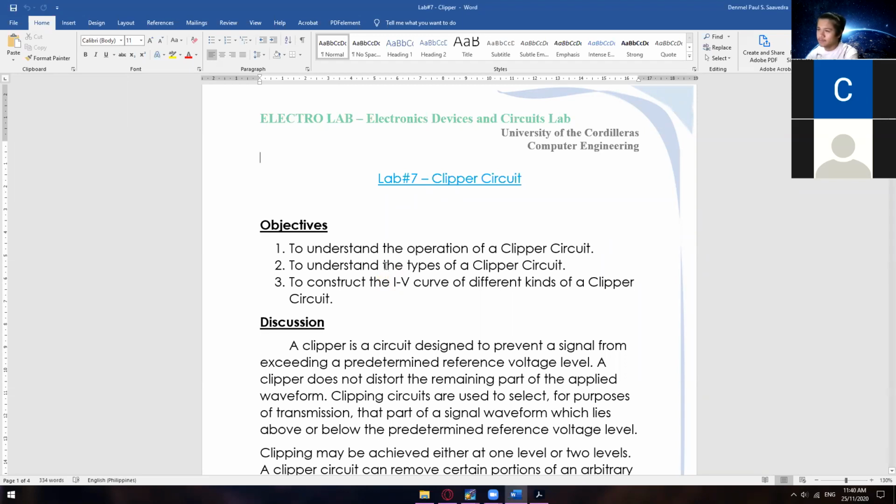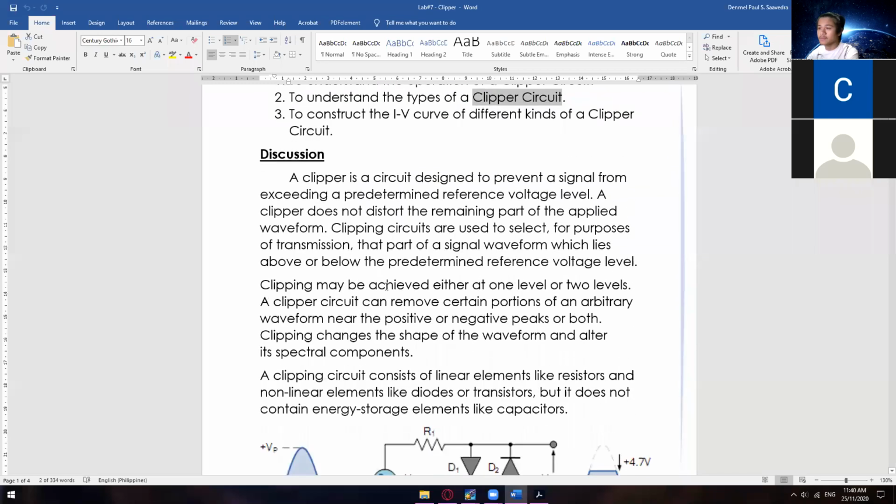The objectives of this laboratory are to understand the operation of a clipper circuit; second, to understand the types of clipper circuits, because we have a lot of types under a clipper circuit; and then to construct the output of different kinds of clipper circuit. I put here a short discussion.